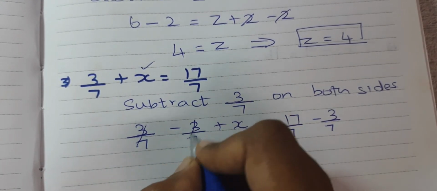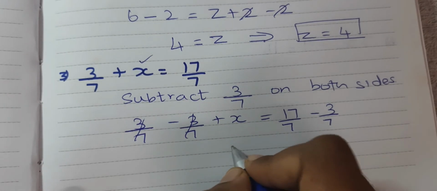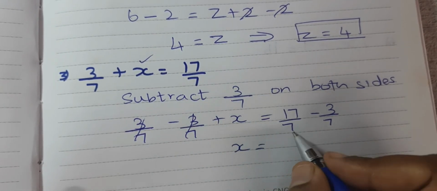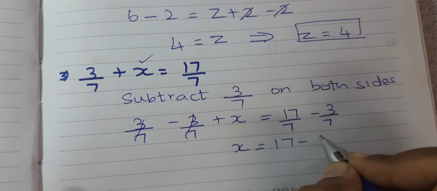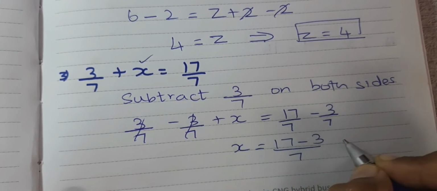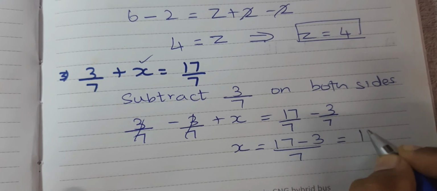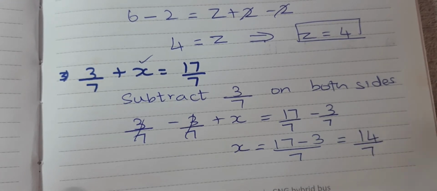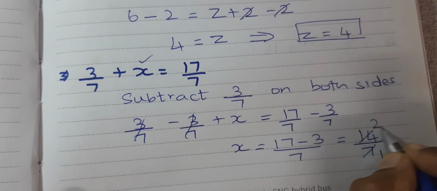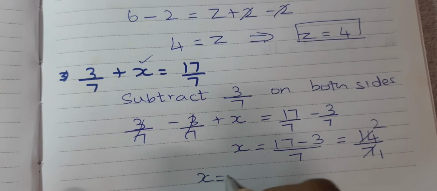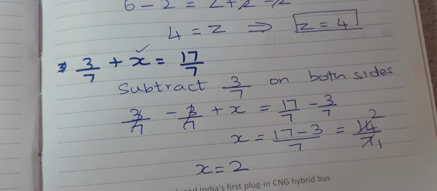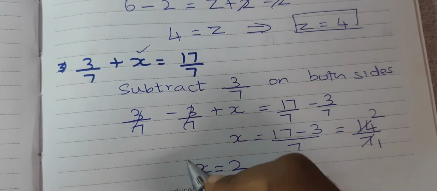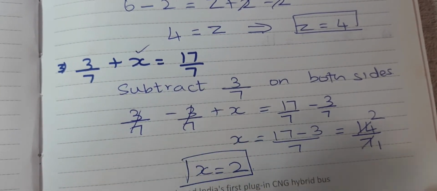So plus 3 by 7 minus 3 by 7 will get cancelled. X equal to, as you have both same denominators, you can make it as a common, 17 minus 3 by 7. So 17 minus 3, 14. 14 by 7. 1 7 is 7, 2 7s are 14. So x equal to 2. So the answer of x equal to 2. This is the answer. Next problem.